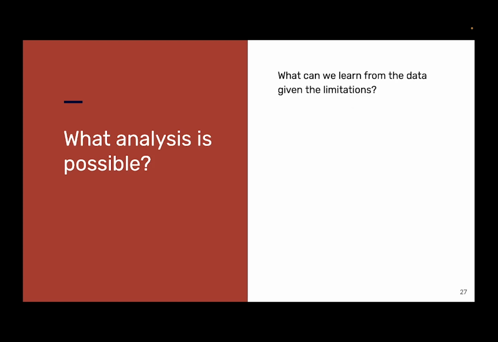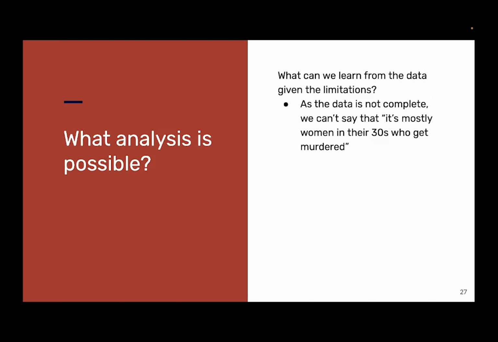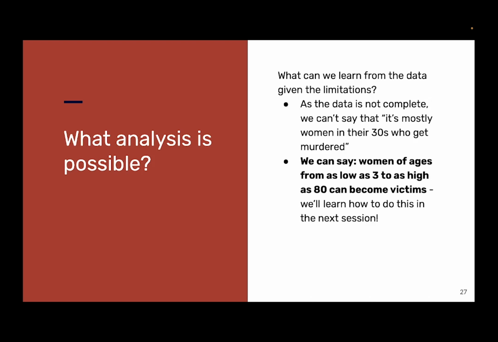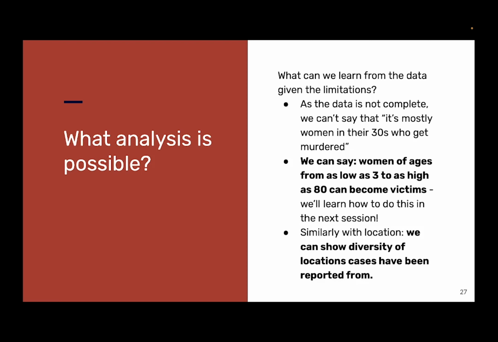What can we learn from the data given the limitations? As the data is not complete, we can't say that it is mostly women in their 30s who get murdered. We can say women of ages from as low as 3 to as high as 80 can become victims. We'll learn how to do this in the next session. Similarly, with location, we can show diversity of locations cases have been reported from.